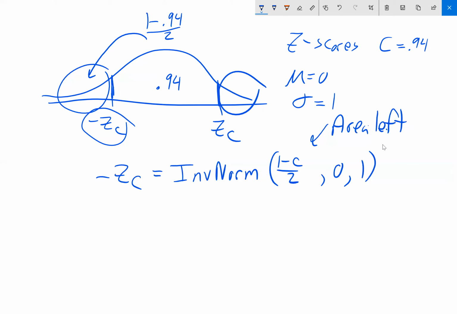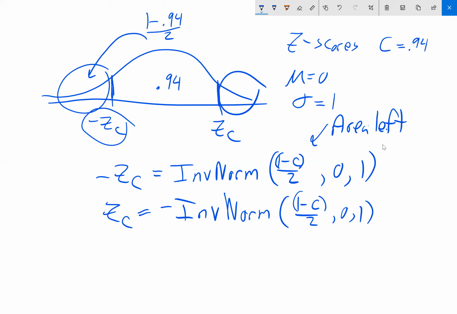For us, it's always going to be inverse norm of (1 minus C) divided by 2, as we explained up here, comma 0, comma 1. Just be careful with your order of operations: we need to subtract before we divide. So you'll want to either do it out by hand or put parentheses if you throw it all into the inverse normal calculation. That will give us the negative ZC value. Just remember to switch the sign on it, because when we say Z critical, or later on T critical, we really want the positive of the two.